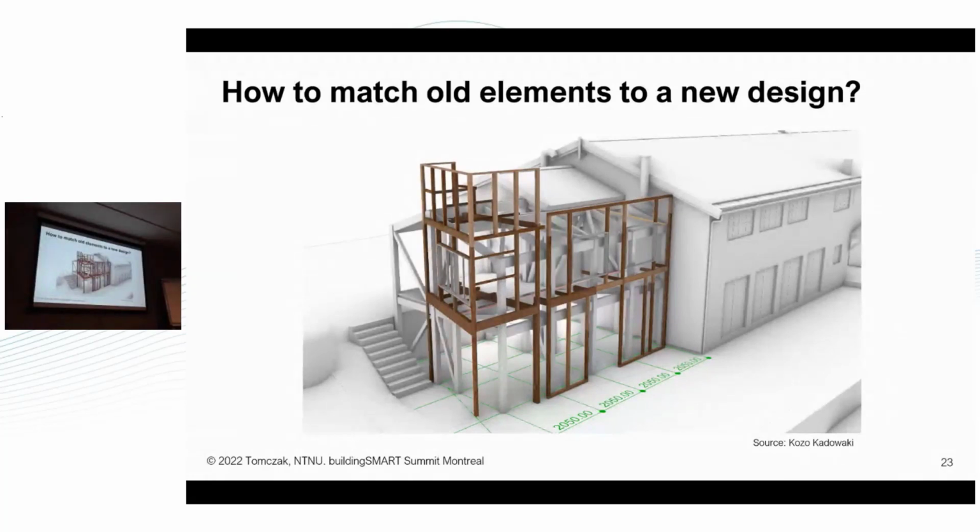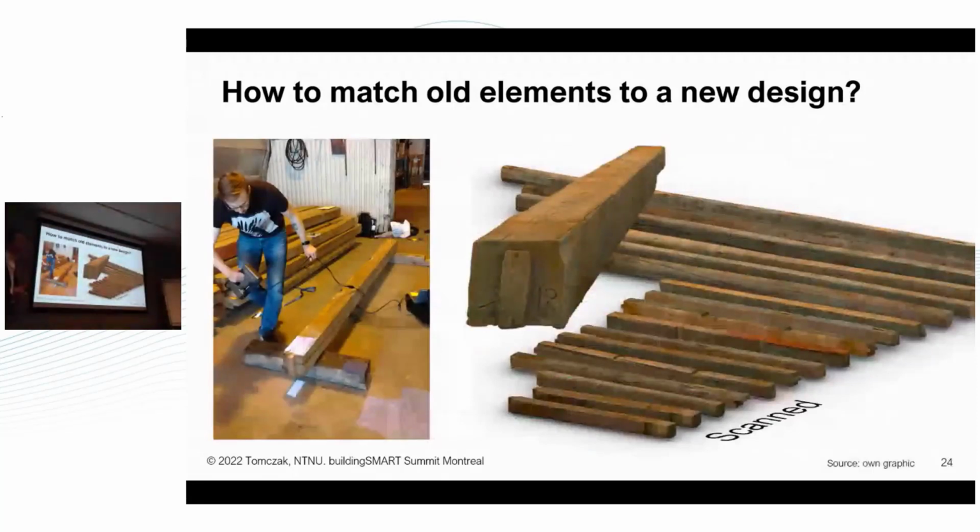And what we did is we scanned all of the elements, not all of them, but most of them, using a 3D scanner, so that we have a digital representation of what exists. And you can see that it's not as perfect as a new element. So we often design these abstract elements that have perfect dimensions, but this is what we end up with if we want to use old elements.